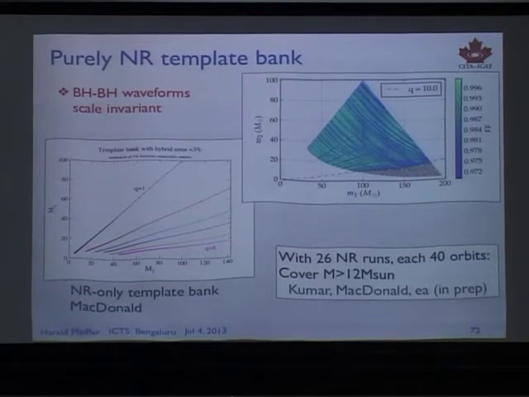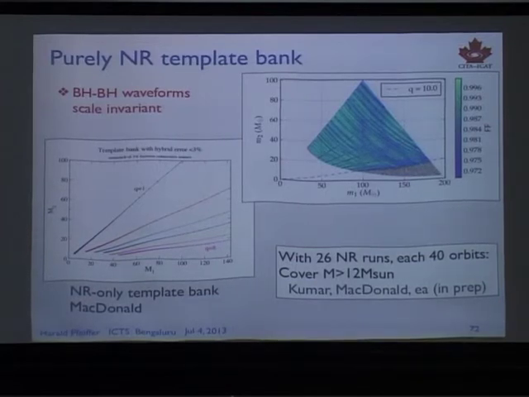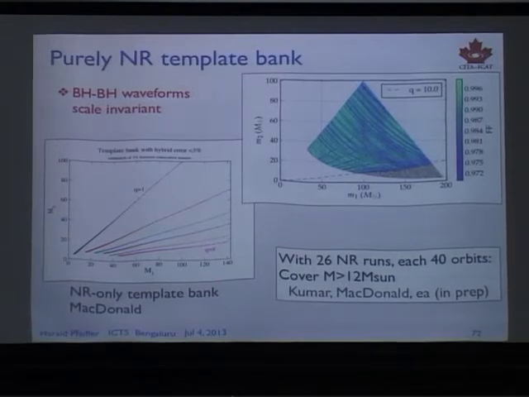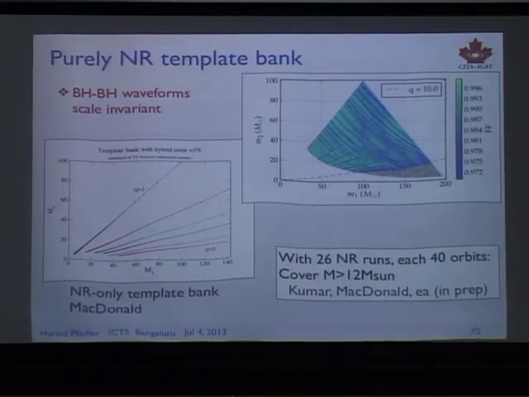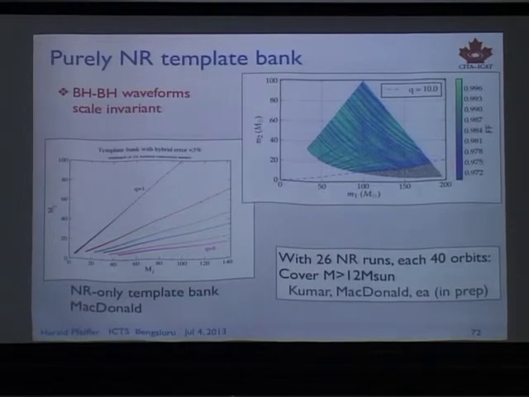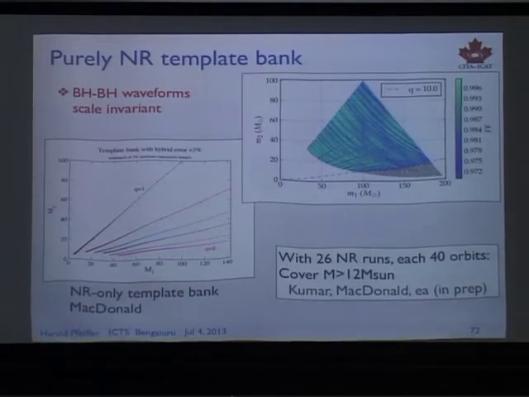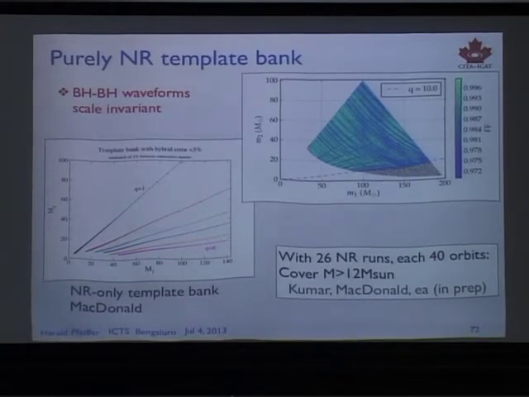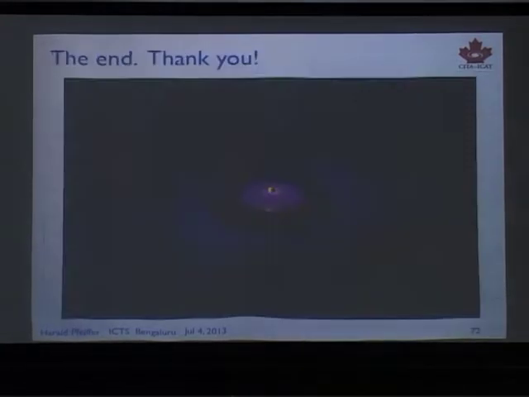So it's certainly possible to construct numerical relativity template banks only, as yet another approach to providing template banks for LIGO, besides post-Newtonian only and analytical numerical relativity combined models. And that's all I wanted to show.